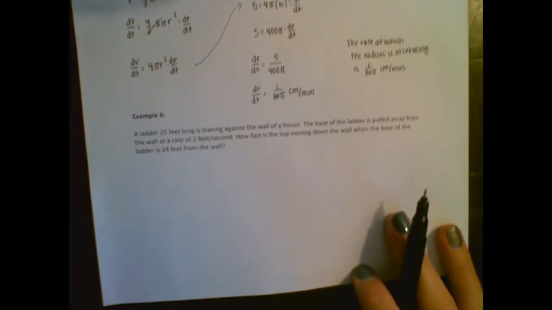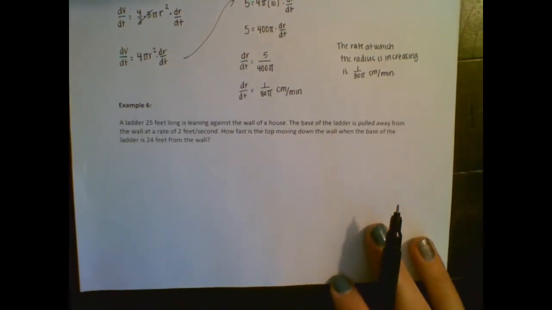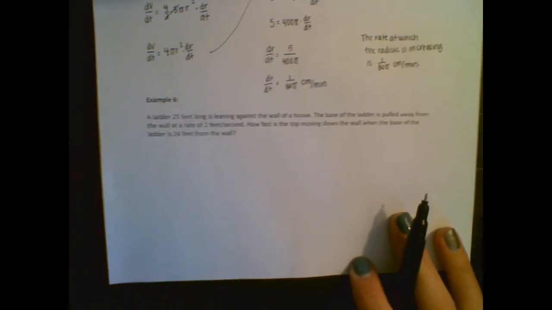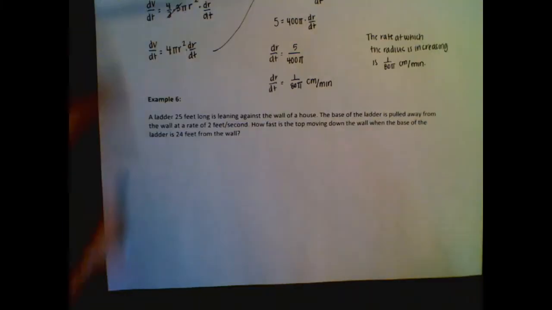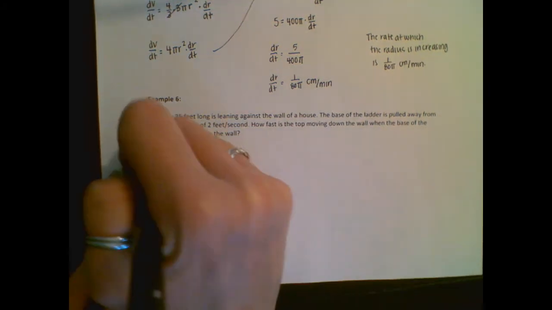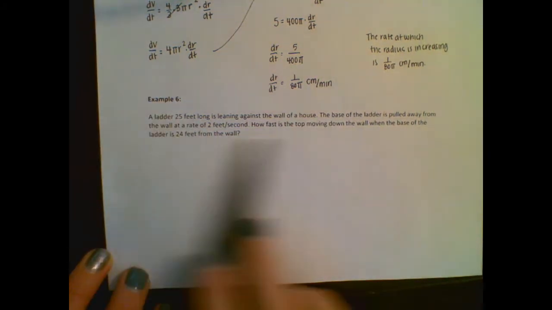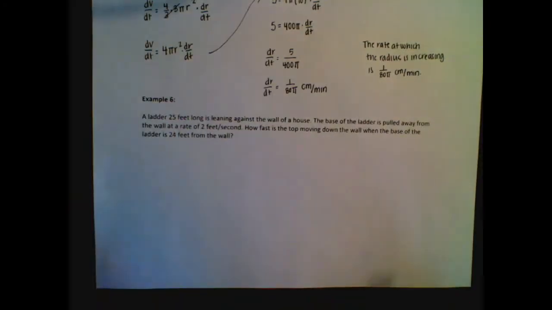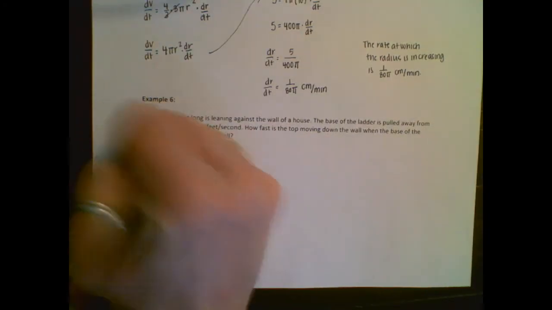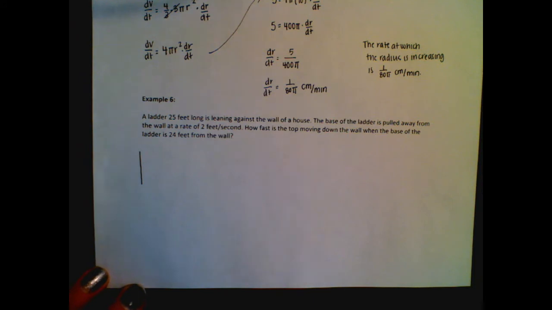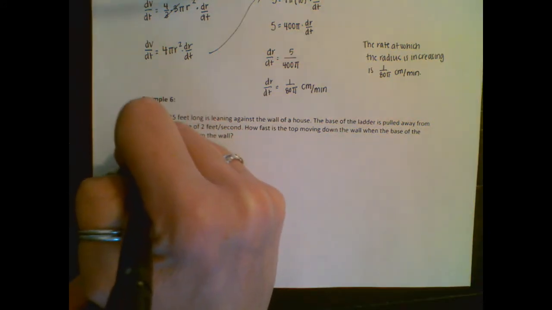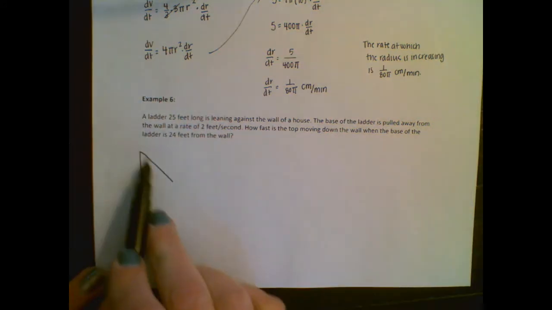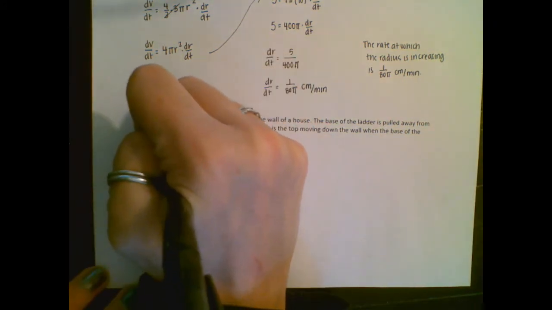All right, so example 6 is a little bit different. This actually is going to be a triangle problem. So a ladder 25 feet long is leaning against the wall of a house. So I'm going to make myself a little diagram here. Sometimes with these ones, it's easier to work from a diagram, so it might help to draw one. So here's my house, my wall, and my ladder is leaning against it. So I'm going to draw my ladder here. So here's my ladder, and I know that this ladder is 25 feet long.